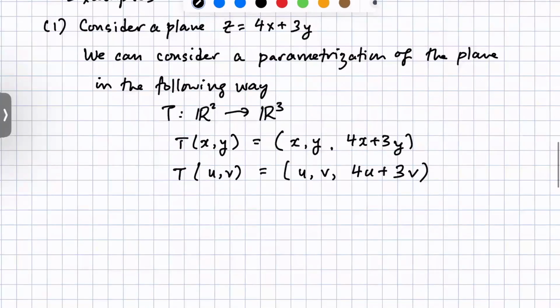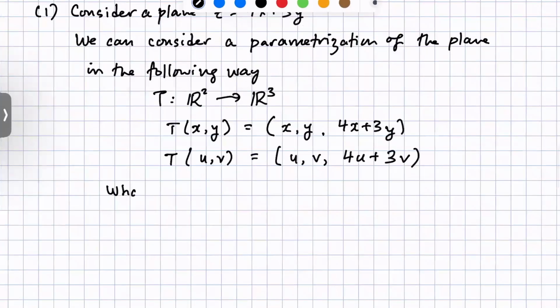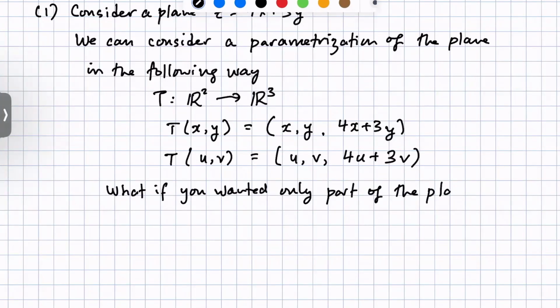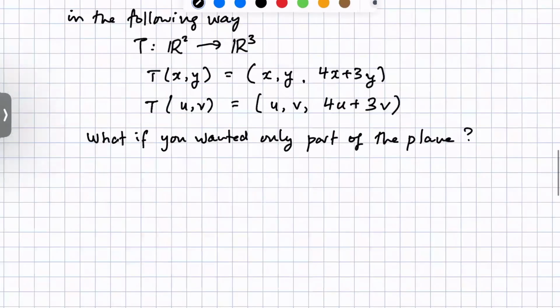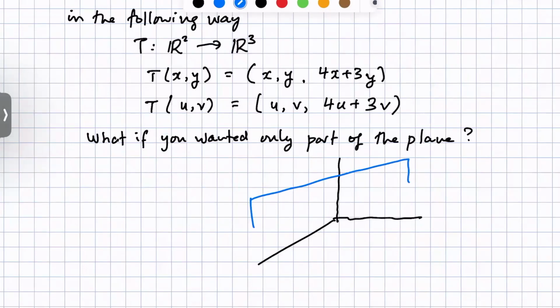Now, what if you only wanted part of the plane? So for example, say I have a plane. Here's my plane, okay? But I'm only interested in, say, the plane that's above this little rectangle right here. So say that's A, that's B, and that's C, and that's D.